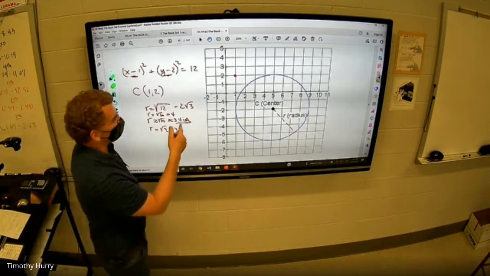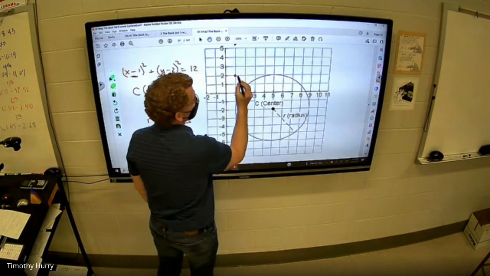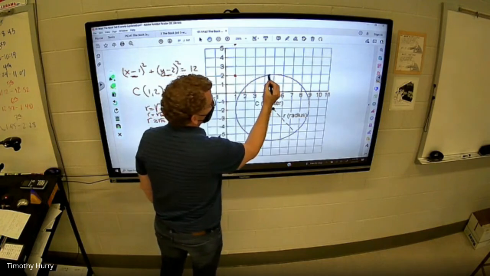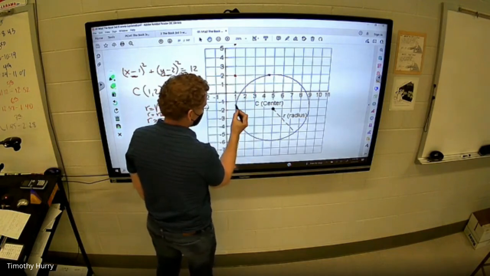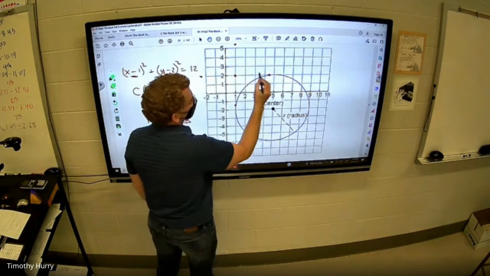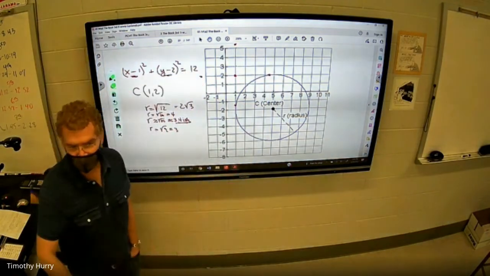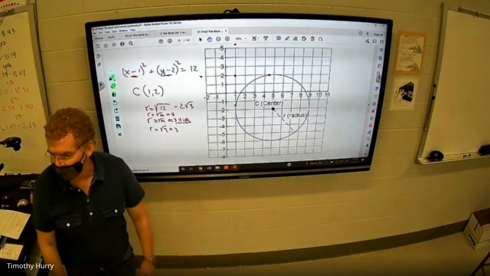So when you go to graph it from here, you're going to go, all right, 1, 2, 3.4-ish, 1, 2, 3.4-ish, 1, 2, 3.4-ish, 1, 2, 3.4-ish. And that's going to be hard to go this way, 3.4. So you're going to have to draw as good of a circle as you can possibly draw, right?